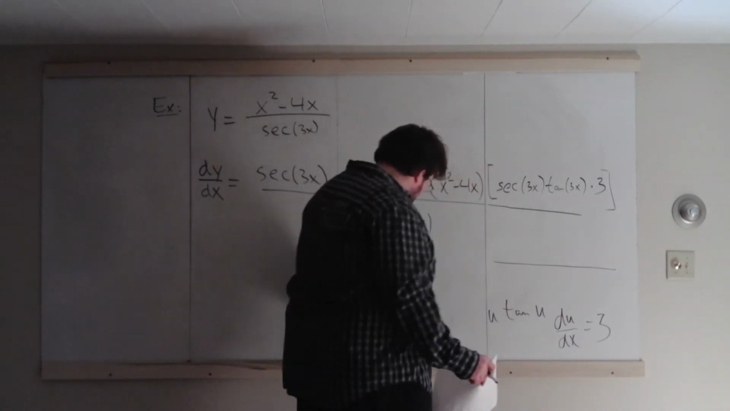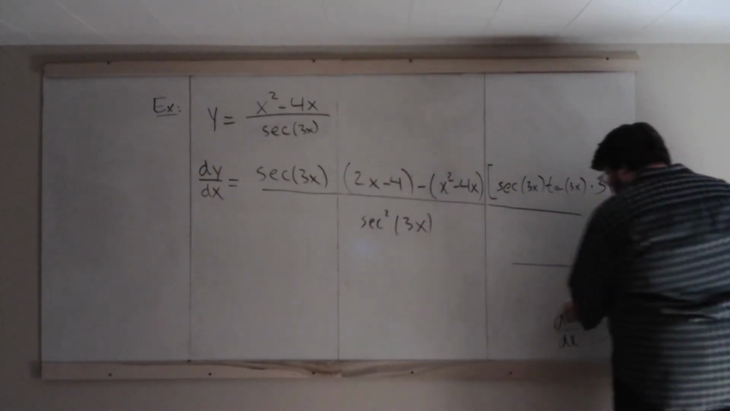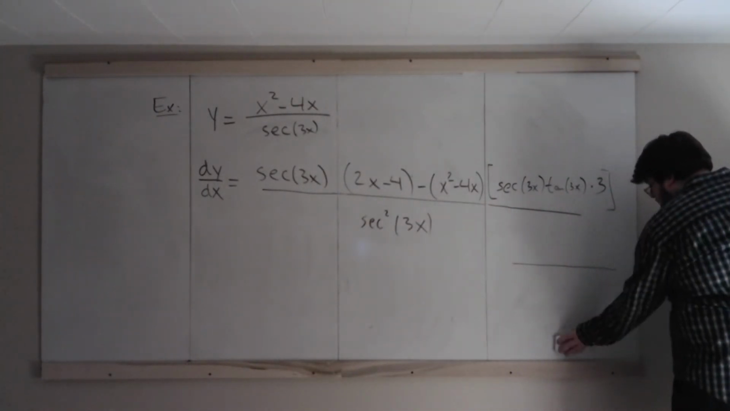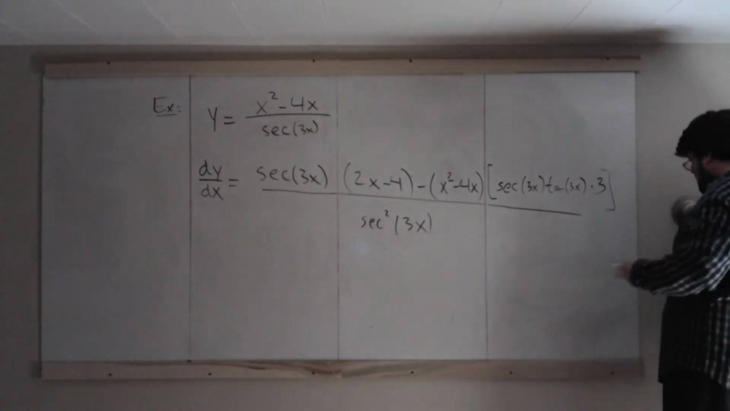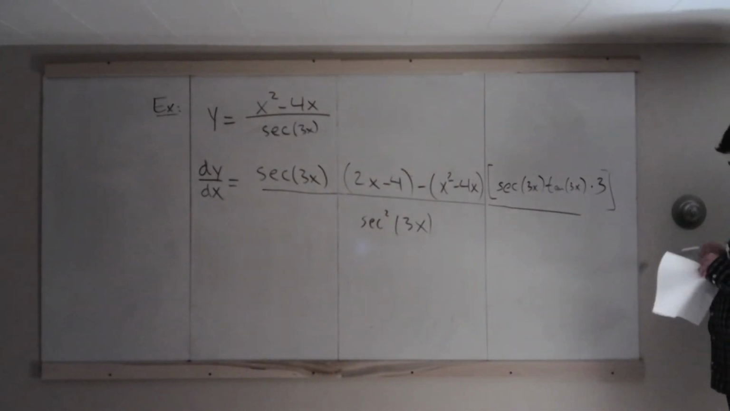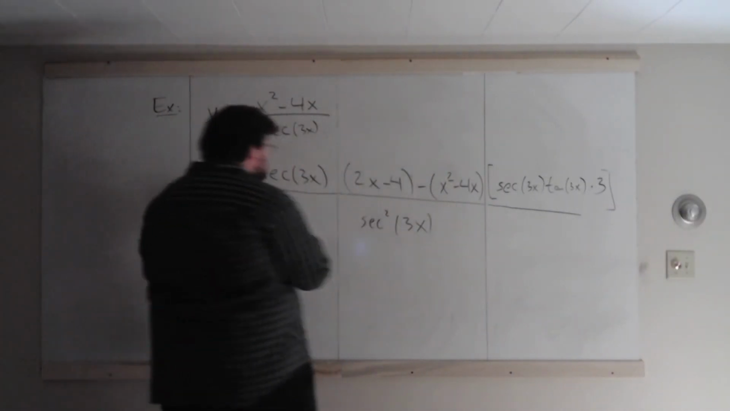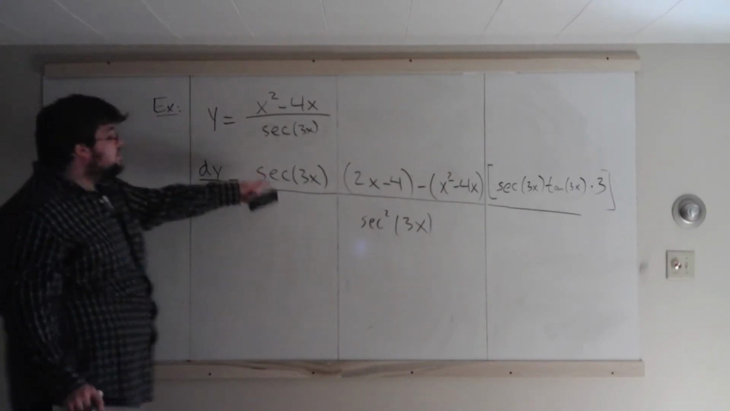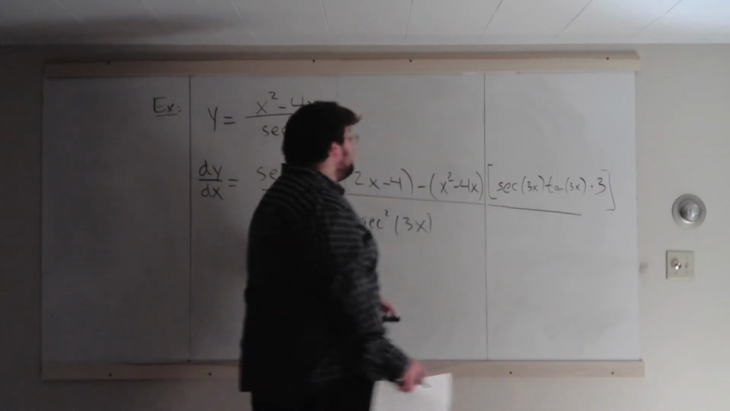So for this one we have bottom derivative top minus top derivative bottom all over bottom squared. That's great, I just got this on the wall. That'll come off with a clean magic eraser. Bottom derivative top minus top derivative bottom all over bottom squared.